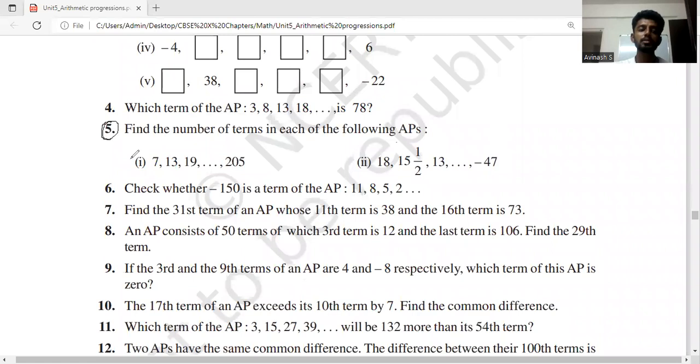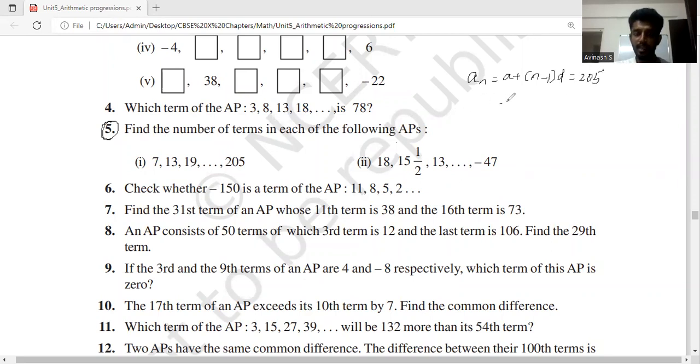Fifth problem is also very similar to the fourth one. We have been given some term that is 205, which means in the AP 7, 13, 19, and so on, 205 is going to come. And we are going to find the position of 205. So we will be taking AN. The formula for AN is A plus N minus 1 into D, as you all are aware of it. So this will be equal to 205.